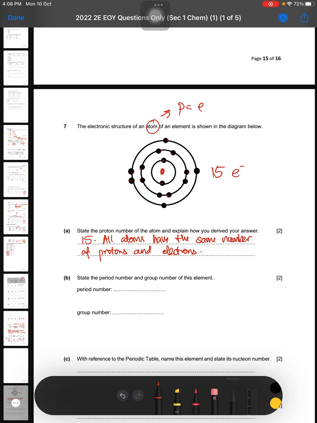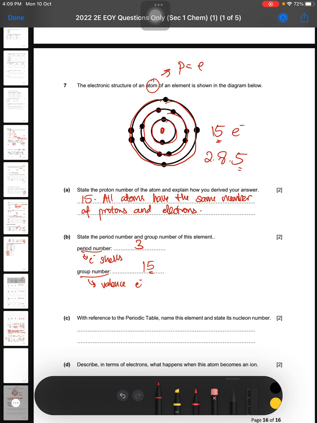Right, so in this case they want us to state the period number and the group number. Remember what I mentioned about period number? Period number equals the number of electron shells. Group number refers to the valence electrons. So over here, you see how many electron shells? 1 shell, 2 shells, and 3 shells. So period 3. Group number, wait, what is it? We shouldn't look at this, we should look at the 2, 8, 5, right? I have 5 valence electrons, so the group number will be 15. The second digit always resembles the number of valence electrons.